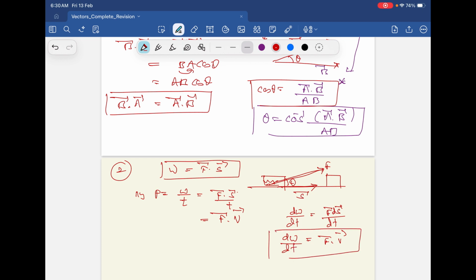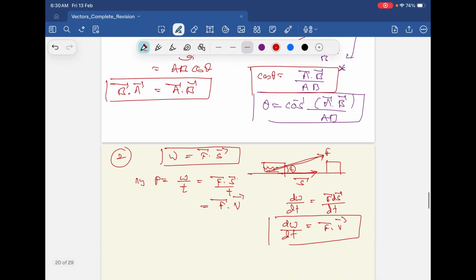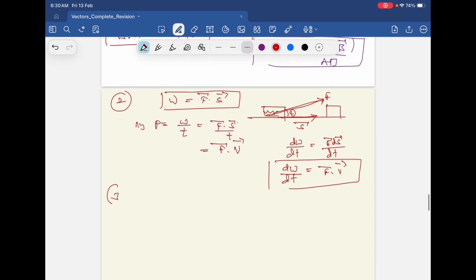Now, the applications of dot product: the result is a scalar, we find the angle between vectors, and we can also find the projection of one vector in the direction of the other vector. This is also an important application. For example, we have a bar vector and this is b bar vector. If I ask what is the component of a in the direction of b, simply drop a perpendicular. This is 90 degrees. So we want to find this intercepting length.